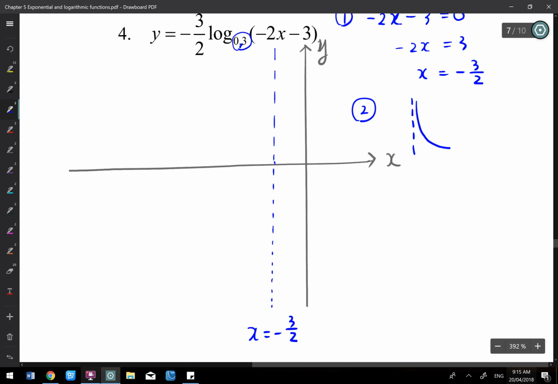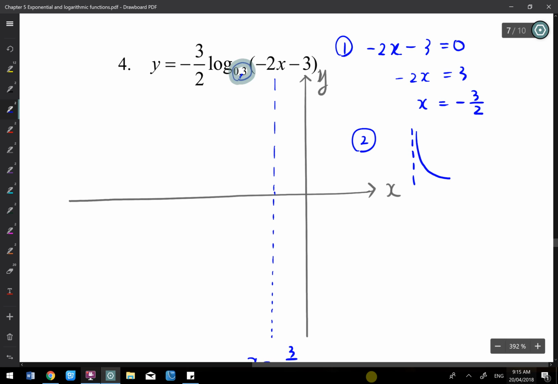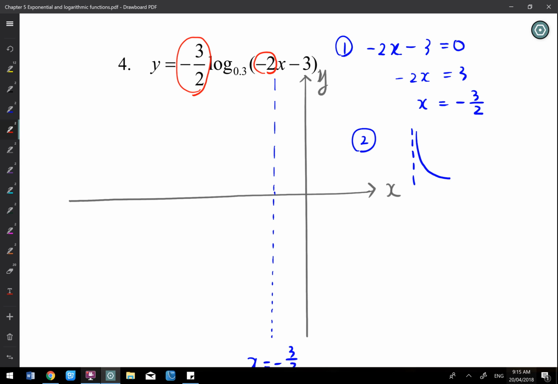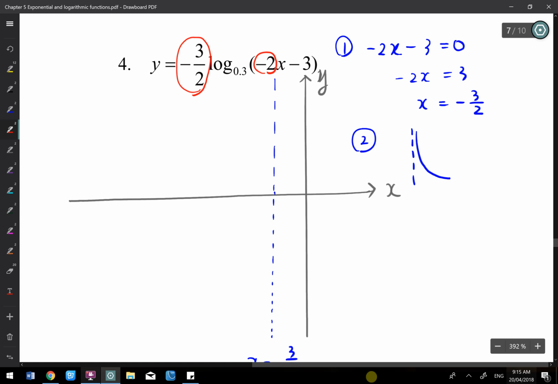Do we have any reflections? We have a negative coefficient here, so it will be reflected twice. Let's reflect by negative 3 over 2 first. That is a reflection in the horizontal axis, because a equals negative 3 over 2. That's why we reflect in horizontal.